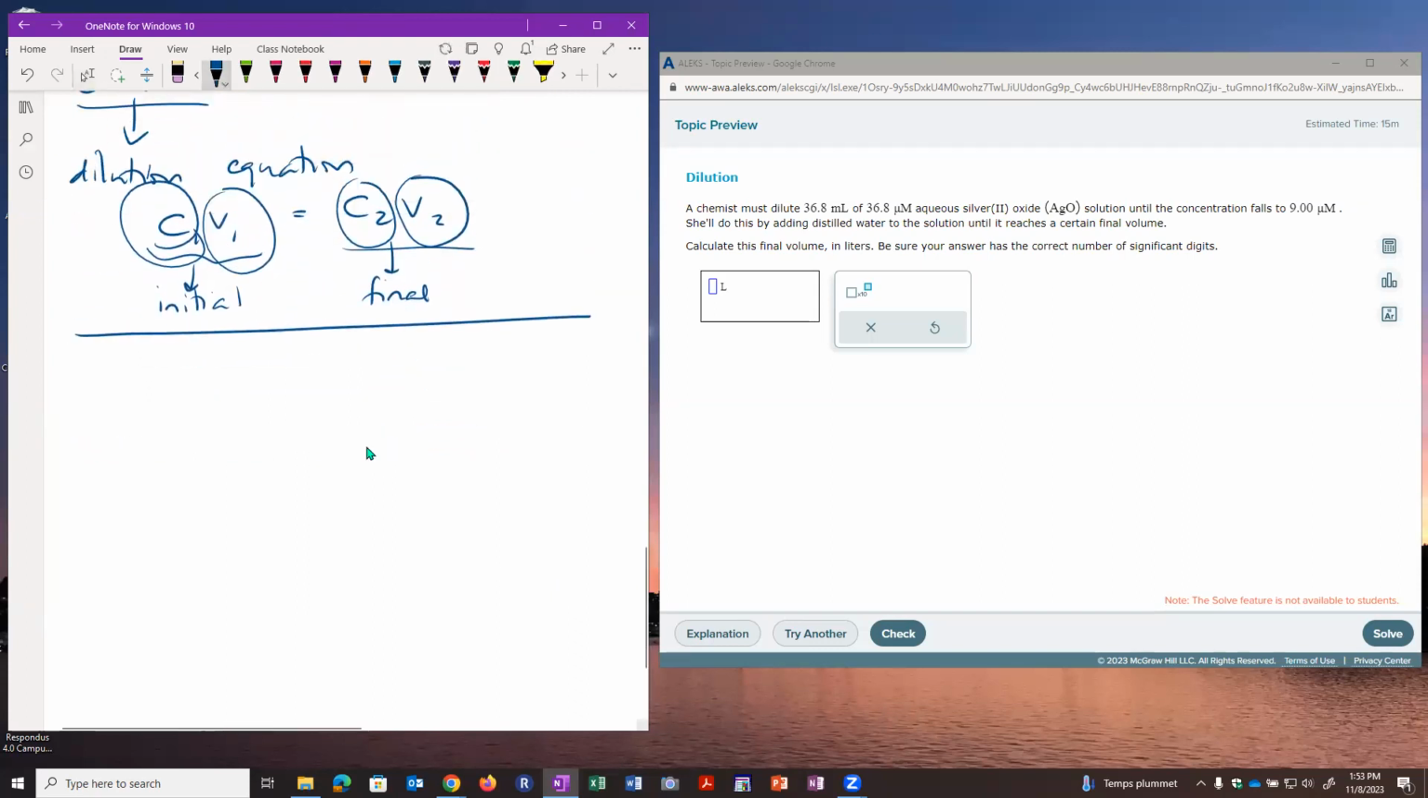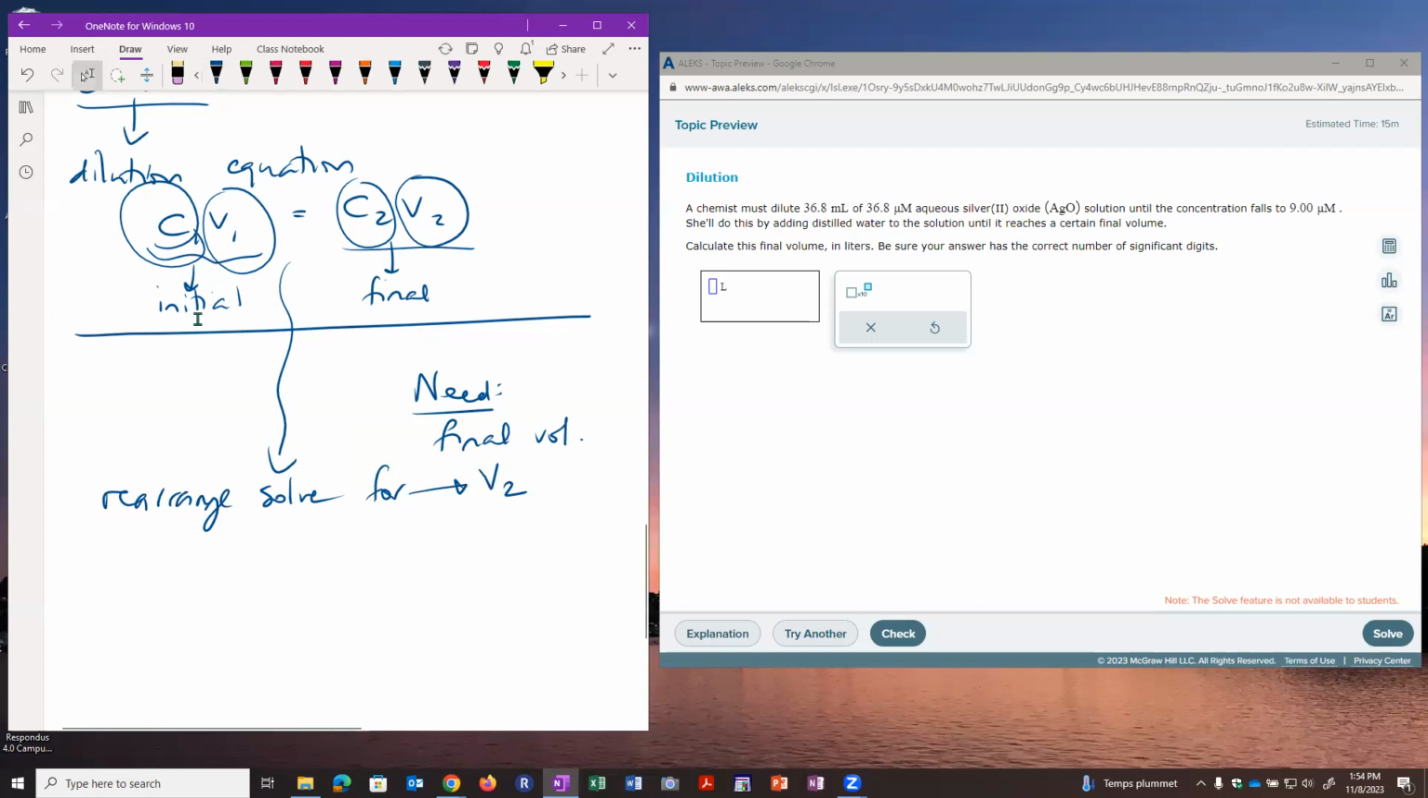It says this person is diluting 36.8 milliliters of this solution until the concentration falls to 9.00 micromolar. She'll do this by adding distilled water to the solution until it reaches a certain final volume. Calculate this volume in liters. Right away, we're told from the question that we need the final volume. So the final volume here would be V2. So what I can do is rearrange this equation and solve it for V2.